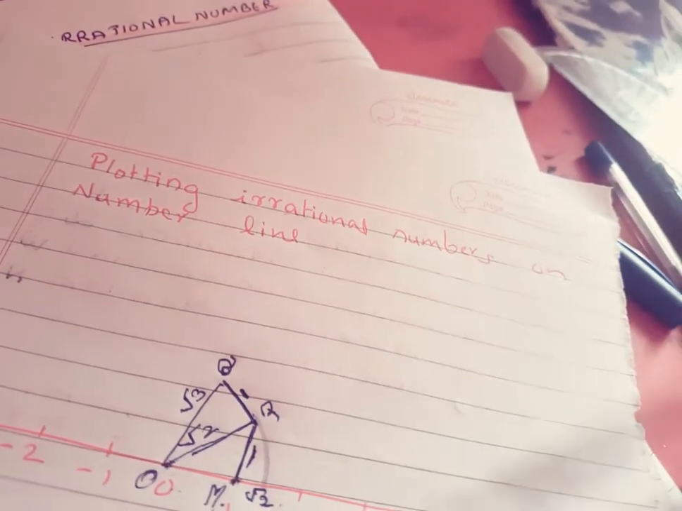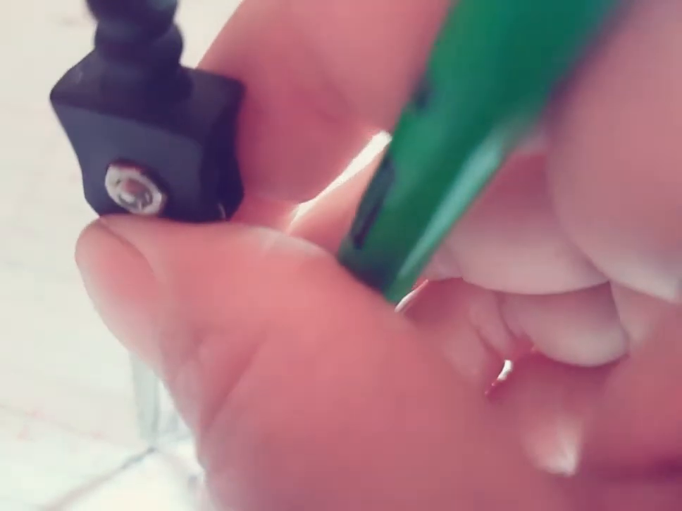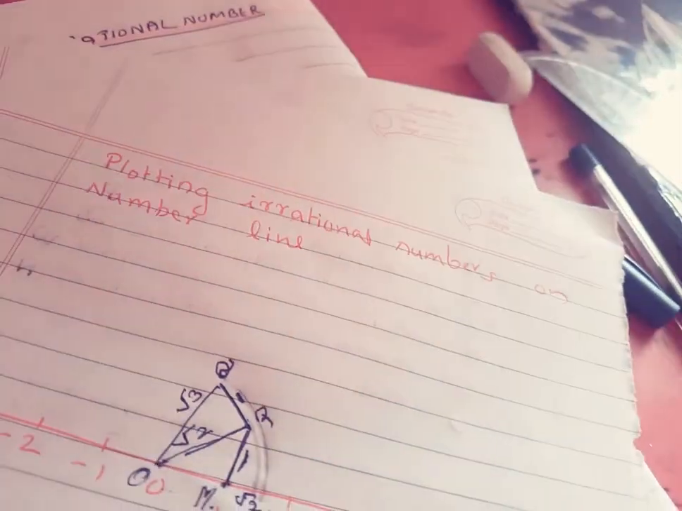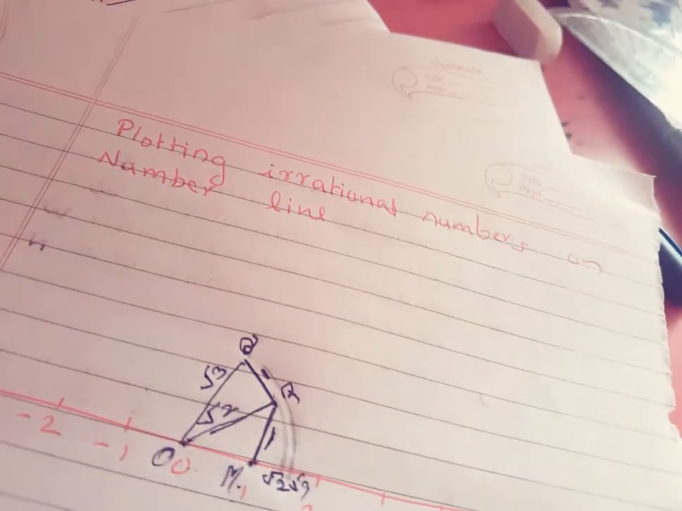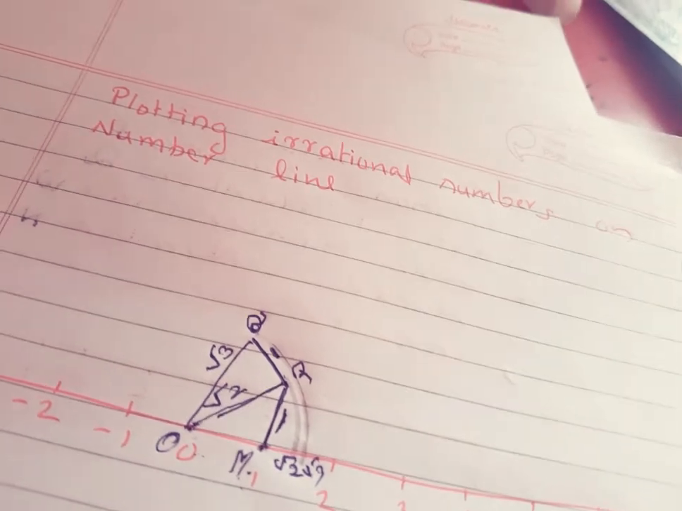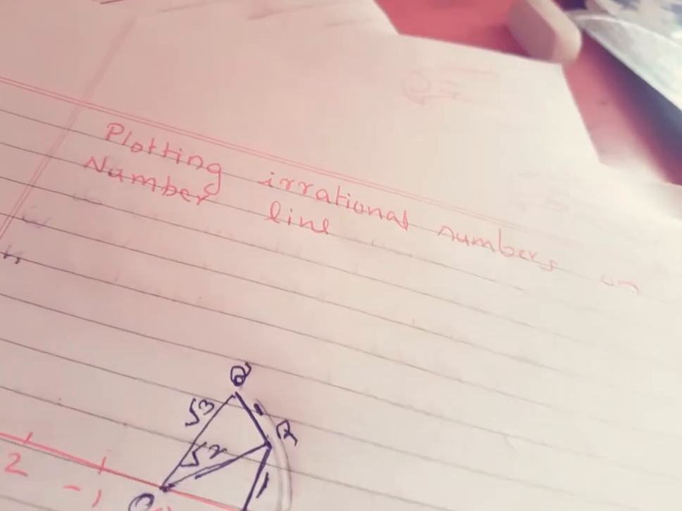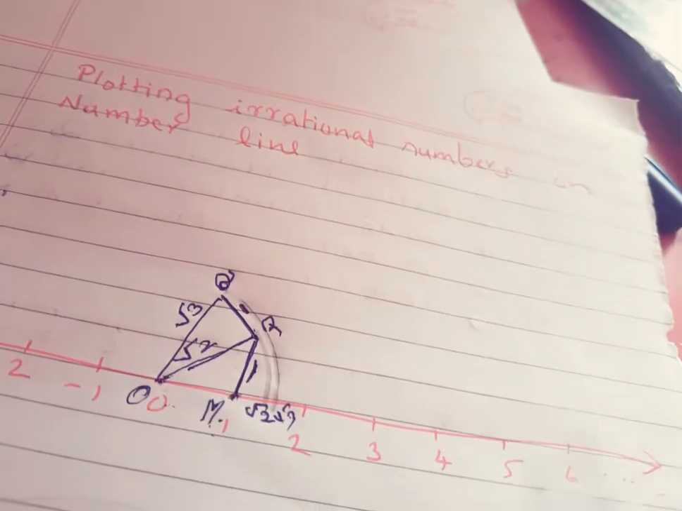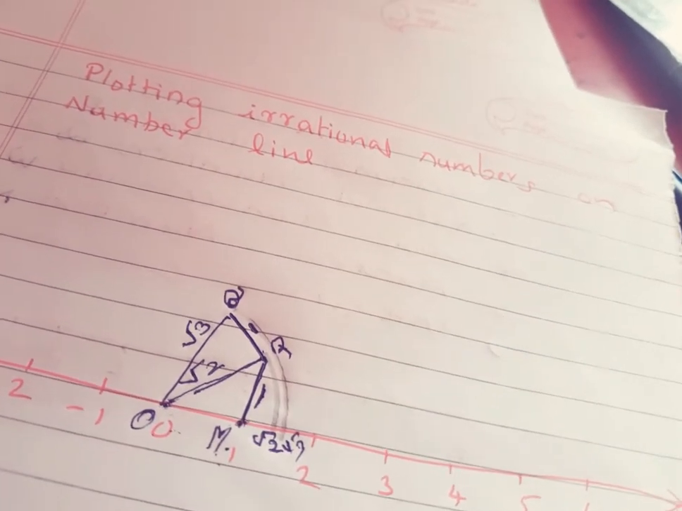Now, not finished. With center as O and radius OQ, draw an arc on the right side of the number line. That point is root 3. Yesterday we saw the value of root 2 as 1.414, etc. Likewise, root 3 as 1.732 and so on. So no need to write like that. We can plot root 3, root 2 itself on the number line.